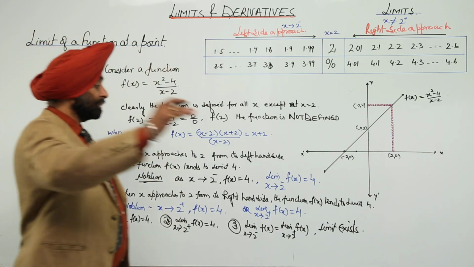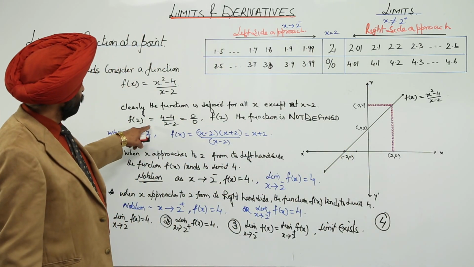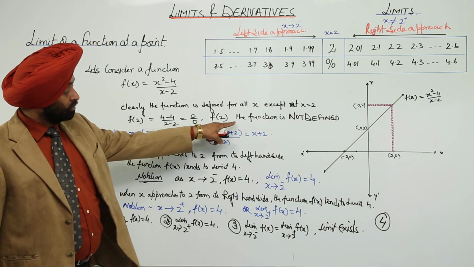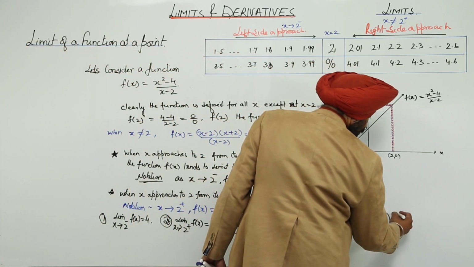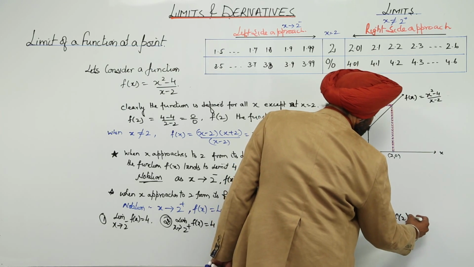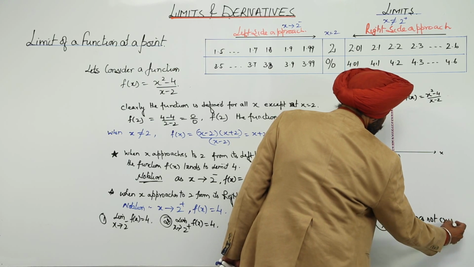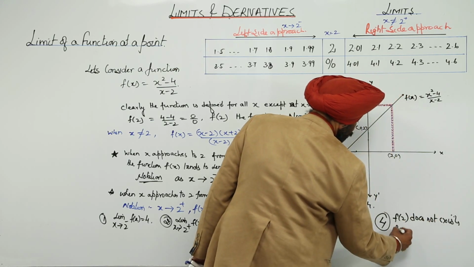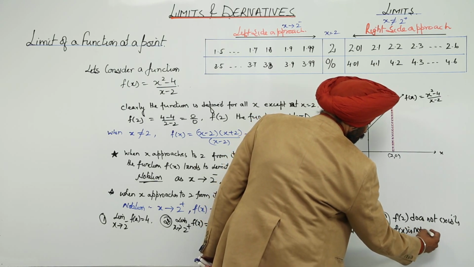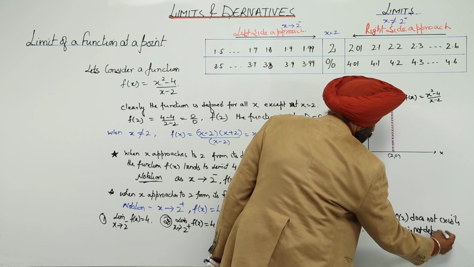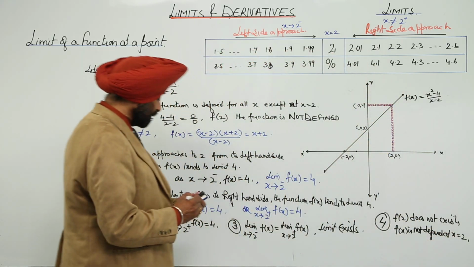Is it clear? And the last, number four. We have already mentioned that at x equal to 2, the function is not defined. This is number four. At x equal to 2, f(x) does not exist, or we can write that f(x) is not defined at x equal to 2. So this was the basic thing.